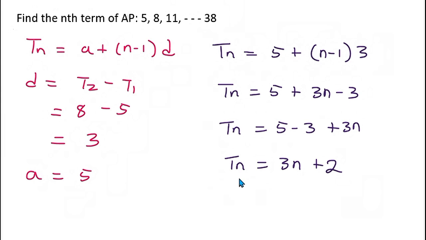So the nth term here is given to be Tn equals 3n plus 2. So this is how to find the nth term.